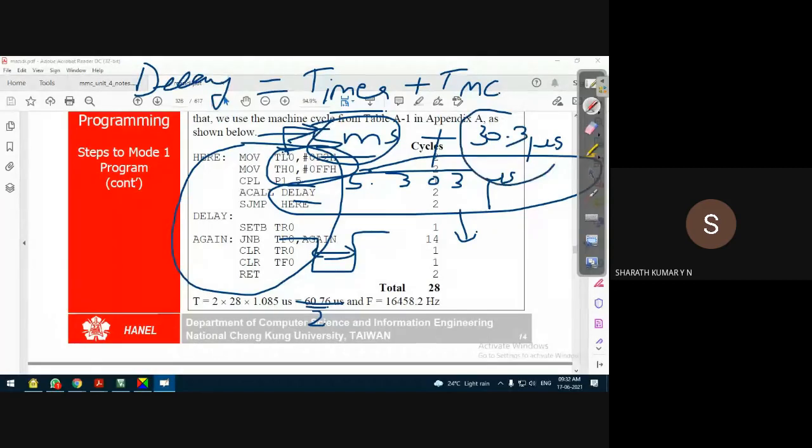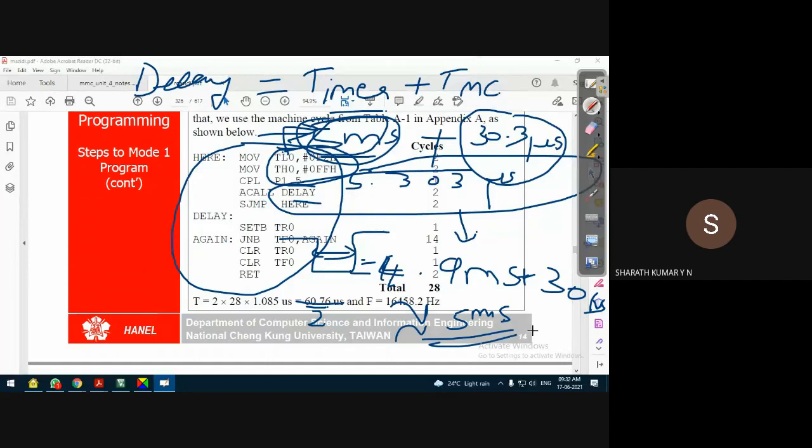To overcome this, we have to generate a lesser time delay using the timer. Instead of a 5 millisecond delay, generate a lesser delay, for example 4.9 milliseconds. Then when the time required for program execution, let us say around 30 microseconds, is added, it will approximate to a 5 millisecond delay. That's it.